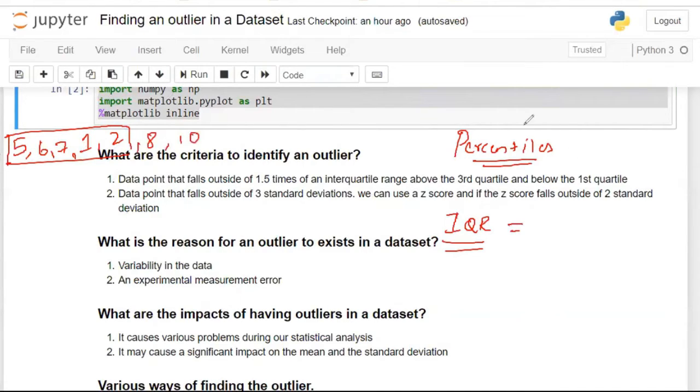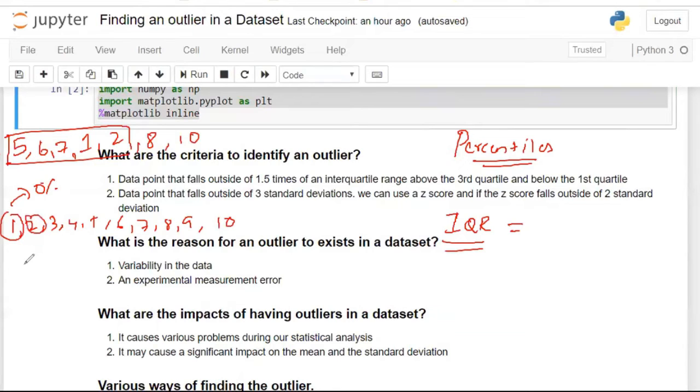If I want to find the percentiles, first of all a sorting happens on these numbers, so they become sorted: 1, 2, 3, 4, 5, 6, 7, 8, 9, 10. After sorting, if I consider 1, this 1 is my 0th percentile. This indicates that 0 percent of the numbers are smaller than 1, and that is true because I don't have any numbers less than 1 here.